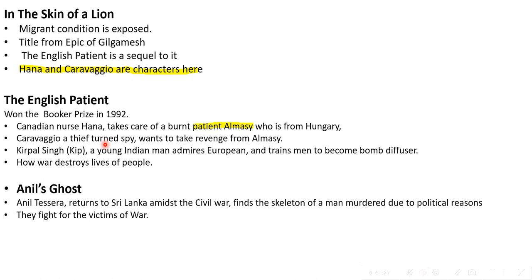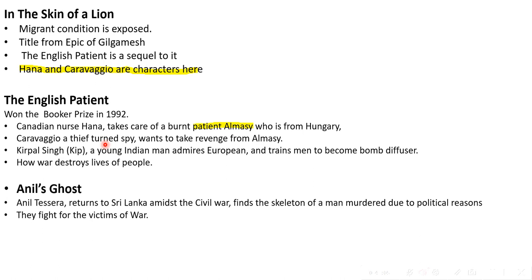There is a man named Caravaggio, who is a thief turned spy, and he doesn't have a thumb. Do remember this, that Caravaggio didn't have thumbs on both of his hands. He tells Hannah that this Almasi, he thinks, is a spy, and he has come here with a purpose. So don't treat him, just leave him and let him go. But Hannah, being so empathetic, thinks that no, it is her duty to do that.